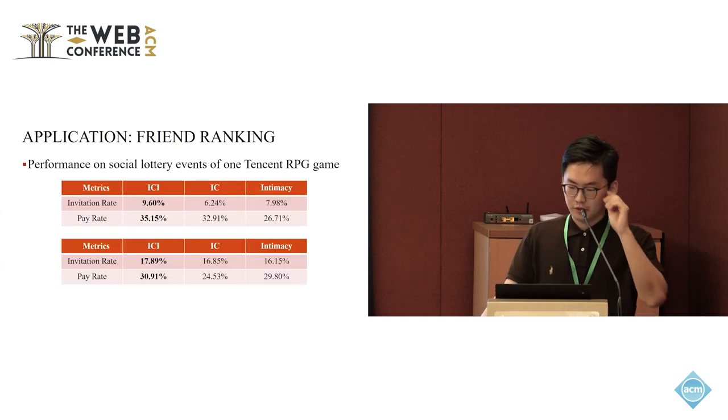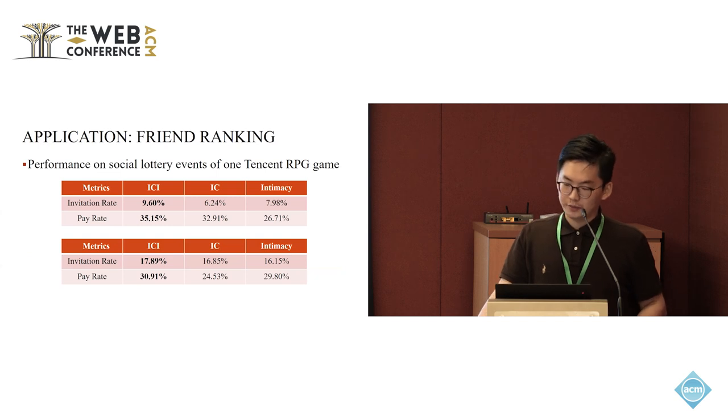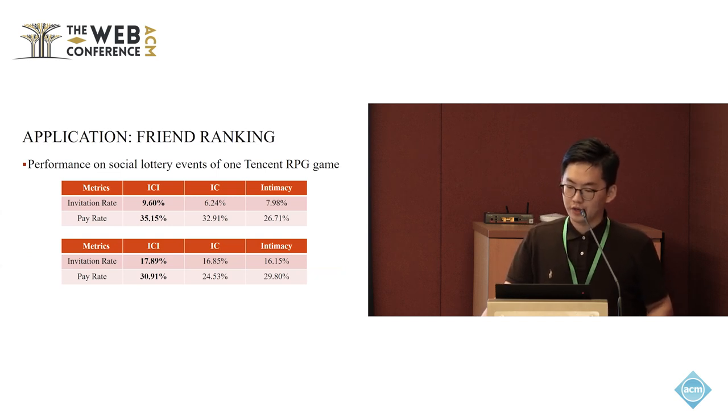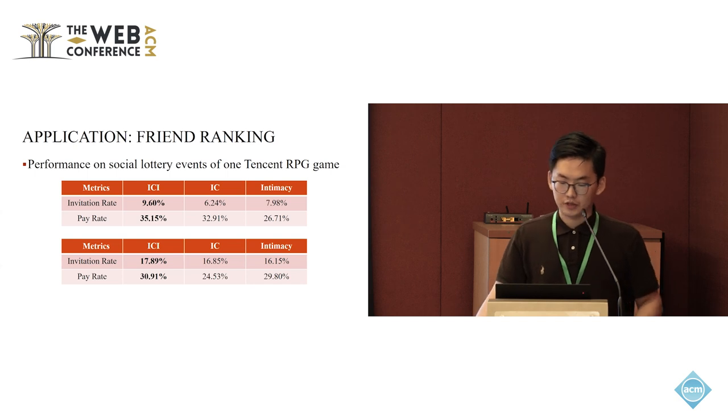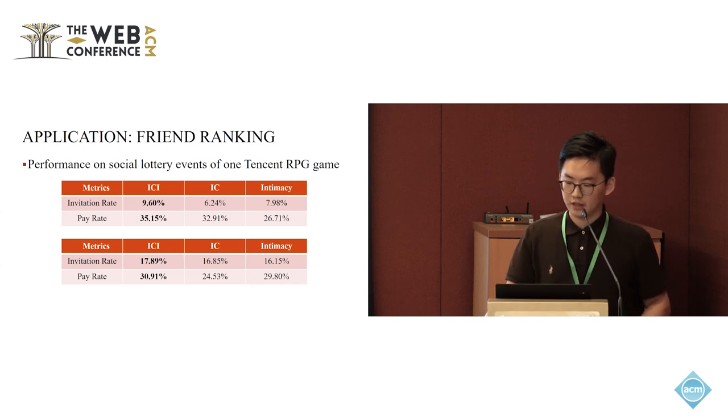Here is the performance on two social lottery events of a role-playing game on Tencent. The social lottery event means that a user can not only buy lottery tickets to attend the lucky draw, they can also invite their friends to share some coupon like that. Based on the results, we can find that our ICI model shows better performance compared to the intimacy and IC in terms of the invitation rate and pay rate.